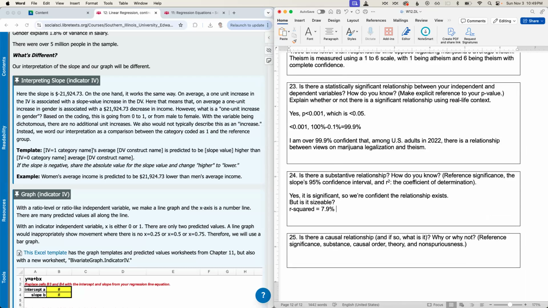So that might seem small to you, but I'd say any R squared 5% or higher is generally substantive. This is saying that if it's 5%, that means that we can explain 1/20th of the variance based upon this one thing. So there's a lot of things that would go into why people have different theistic beliefs about God. And so we're not going to find one thing that's going to explain all of it.